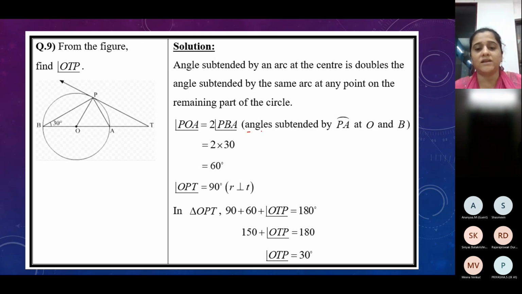So exactly what I explained is what you see here. You can see angles subtended by arc PA at O and B. You can say arc PA or arc AP, both are the same. So see here, first we found 60 degrees, the angle at the center, then 90 degrees. And then by angle sum property, we got 30.